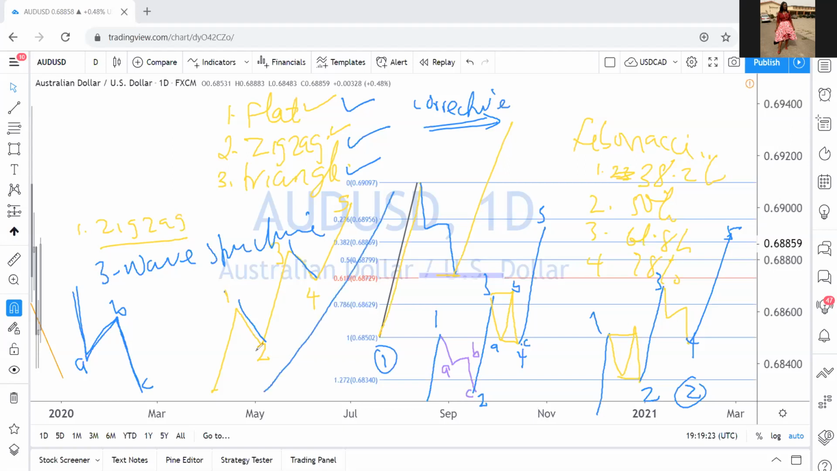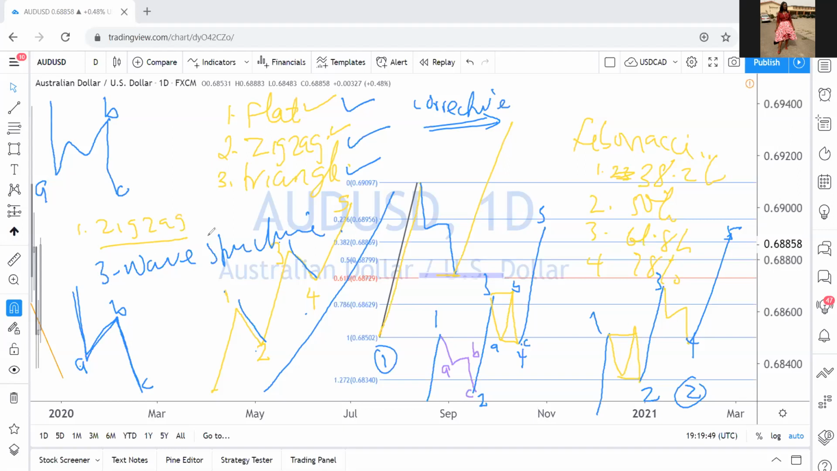Can you see? 1, 2, 3, 4, 5, because it's an impulse. But this one is A, B, C. So when you see an impulse like this, a correction like this, and another one boom like this, it is called A, B, and C. And this pattern is what is called a zigzag.